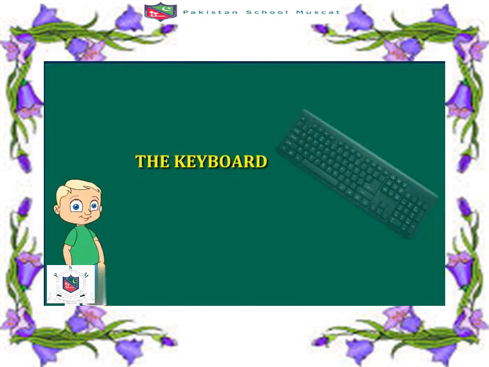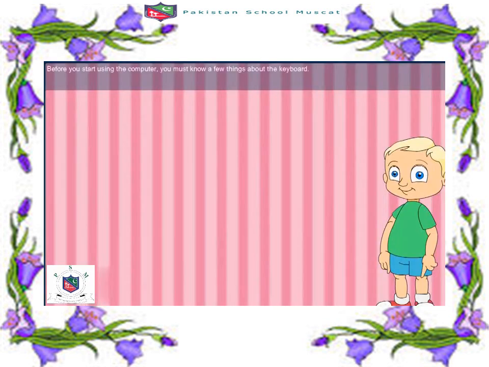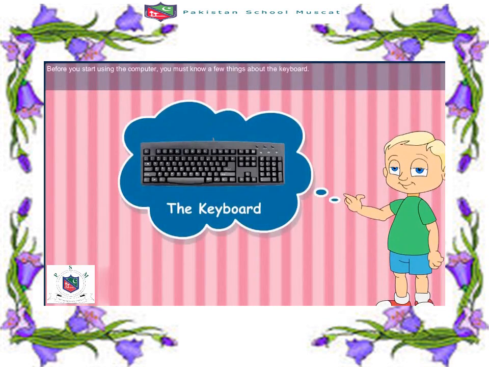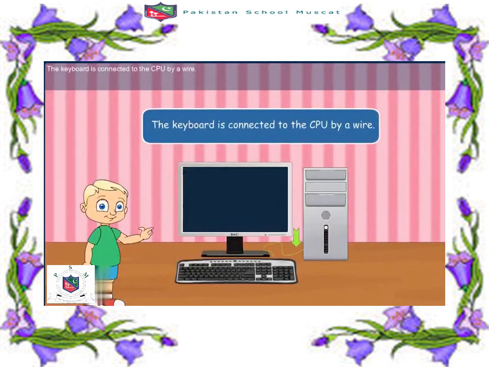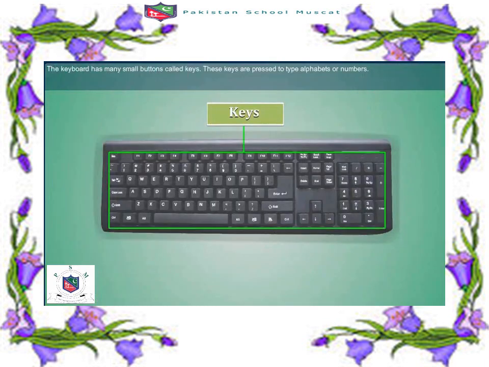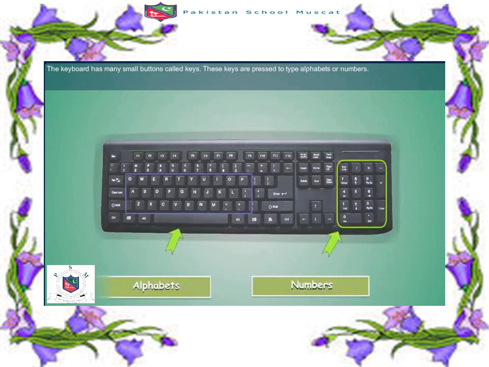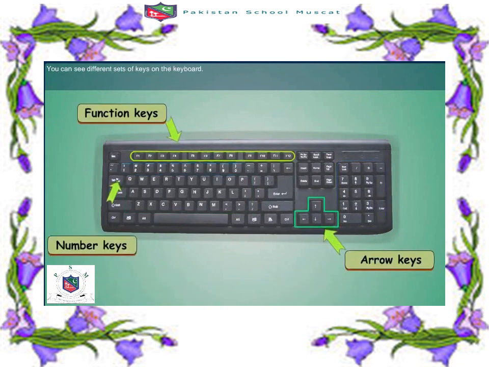The keyboard. Learning about the keyboard and its keys. Before you start using the computer, you must know a few things about the keyboard. The keyboard is connected to the CPU by a wire. The keyboard has many small buttons called keys. These keys are pressed to type alphabets or numbers. You can see different sets of keys on the keyboard.